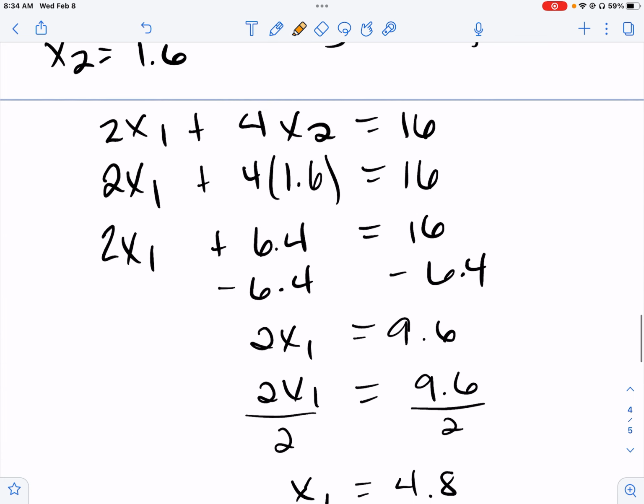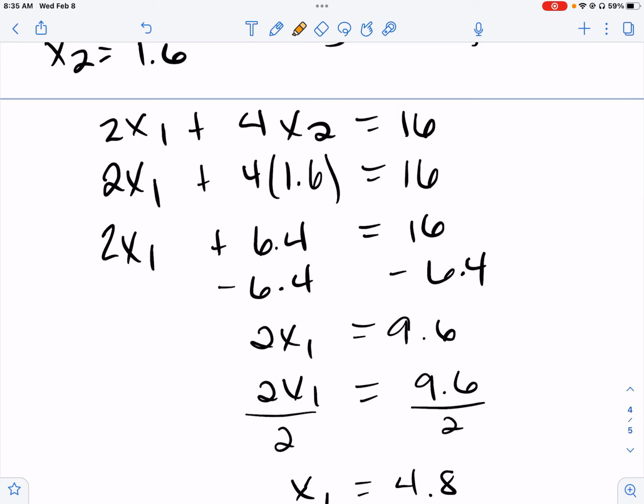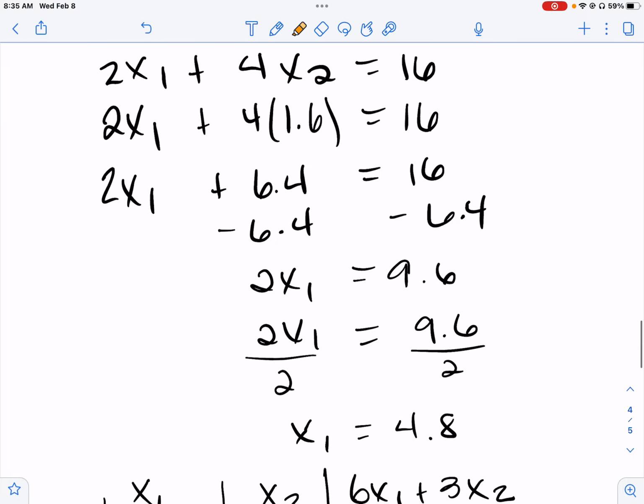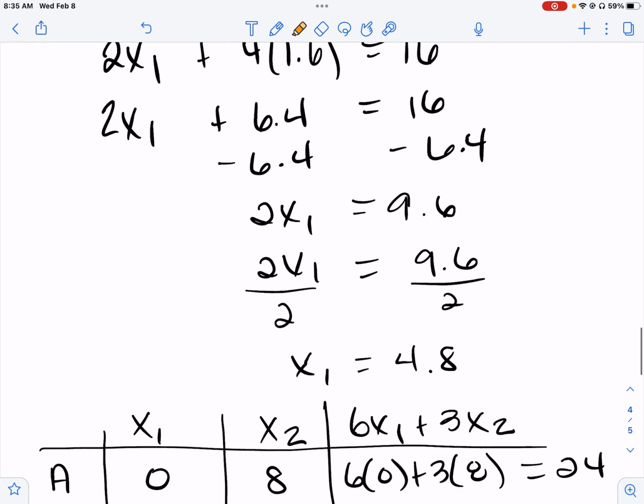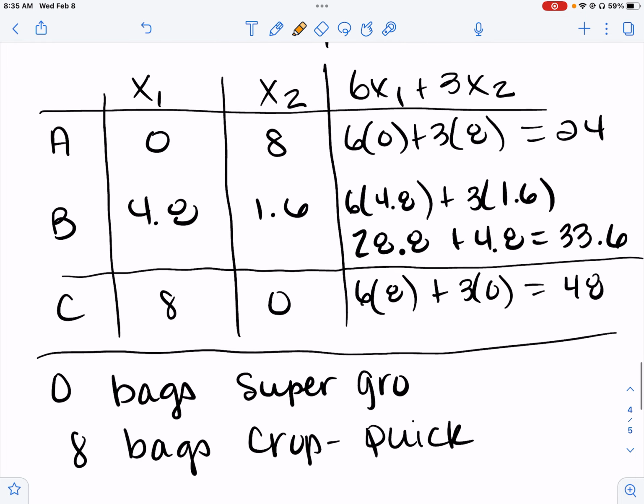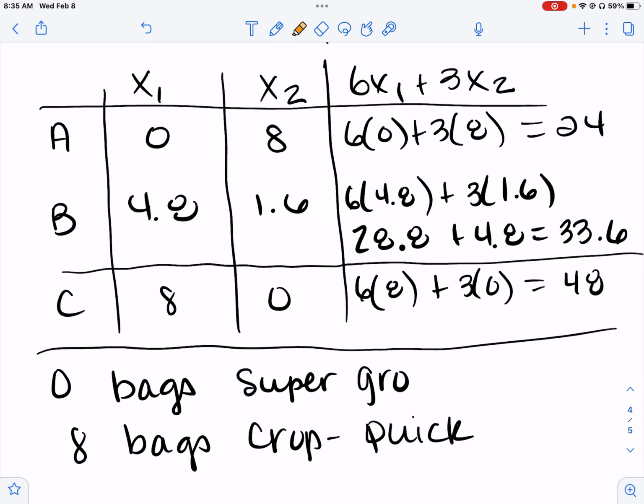Now plug in 1.6 for x2. 4 times 1.6 is 6.4. Subtract on both sides and divide by 2. We get x1 equals 4.8. Okay, so those are our 3 points.